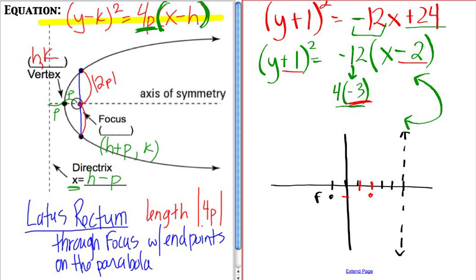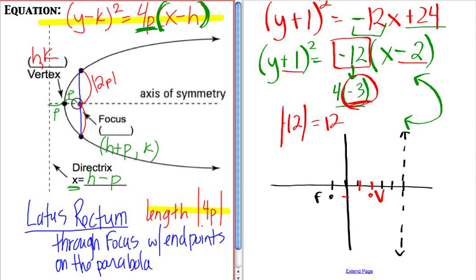So the red point, remember, is your vertex. And then I went 3 in both directions because of my p-value. The last thing I'm going to do is use the value of 4p, which, go back up to your original, it was 12. But remember, we take the absolute value of negative 12, which is positive 12. So that means that my latus rectum, remember, is a distance of 12. So I'm going to now go 6 up and down because I have to split it in half, because the focus will split that latus rectum in half.